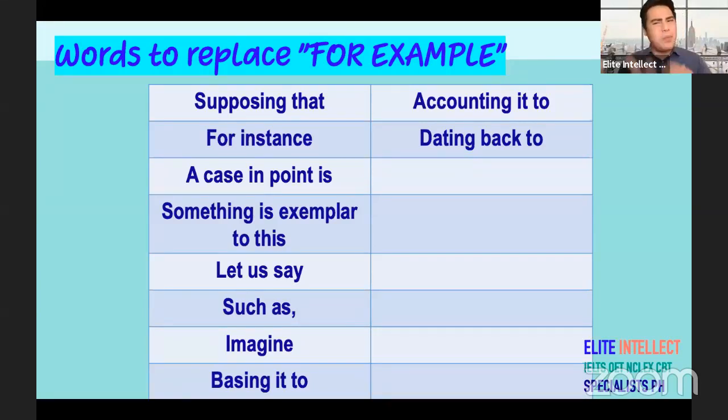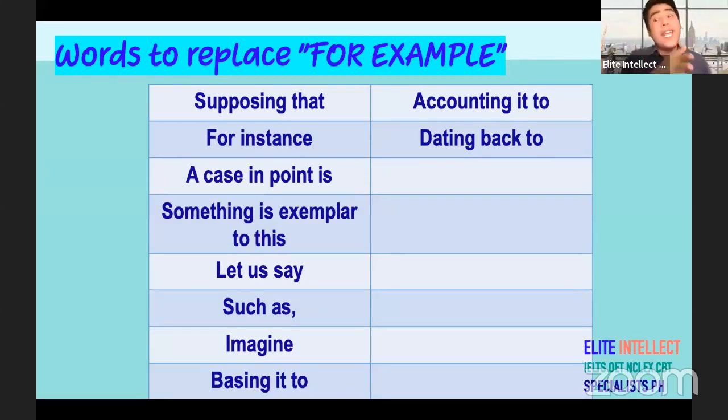"Something is exemplar to this." Like, let's say the action of the government is exemplar to this, which means it's something that is quite commendable. It's exemplar. The action of the government is exemplar to this. Japan is exemplar to this. There you go. But guys, please, utang na loob, hindi porket merong "exemplar to this," eh meron ding "for exemplar." There's no such word as "for exemplar."